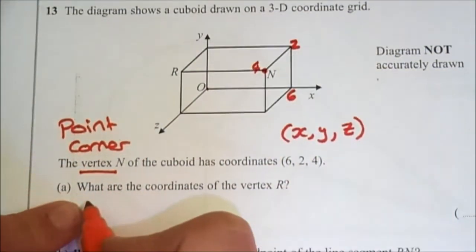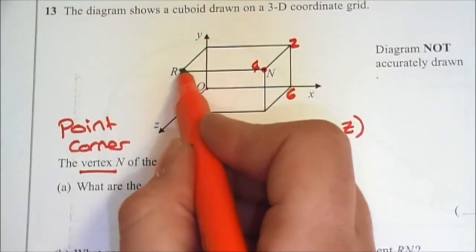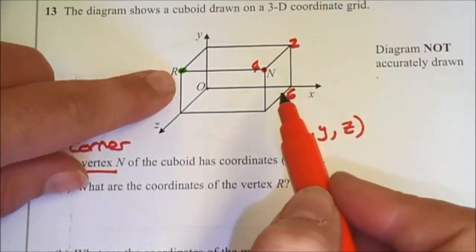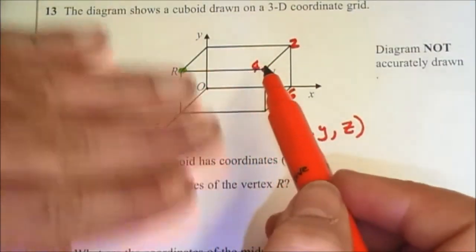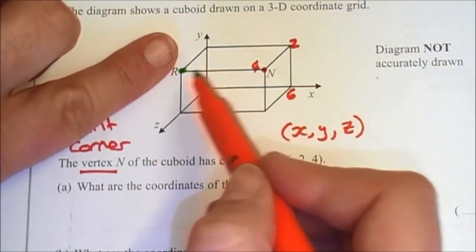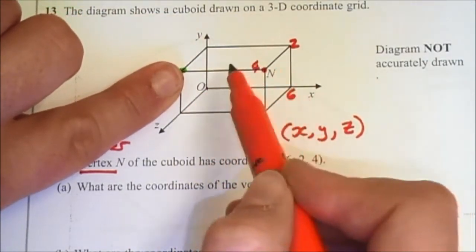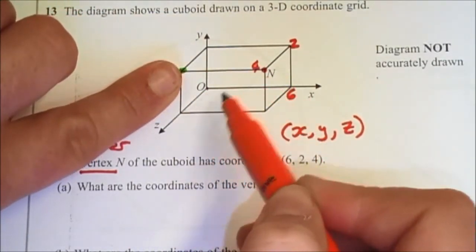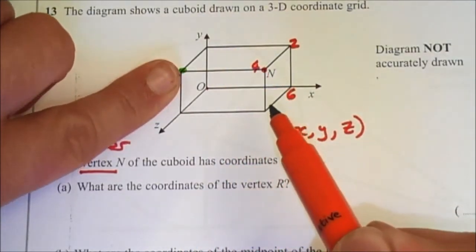Now, they want to know what are the coordinates of the vertex R. Now, picture this is the corner of a room, and this is your cuboid shoved in the corner. This side of your cuboid is flat against the side wall. That part is flat against the back wall. This part is flat against the floor. This is the corner that's poking out at you.